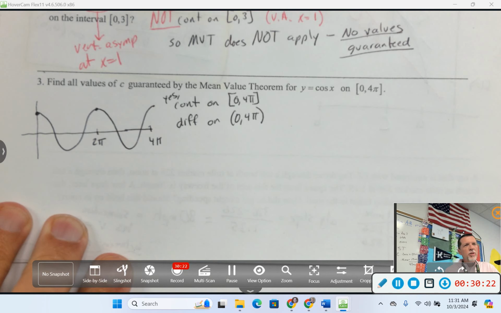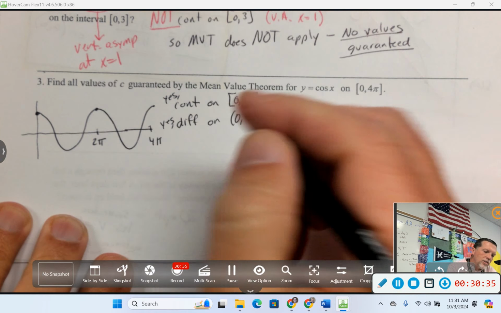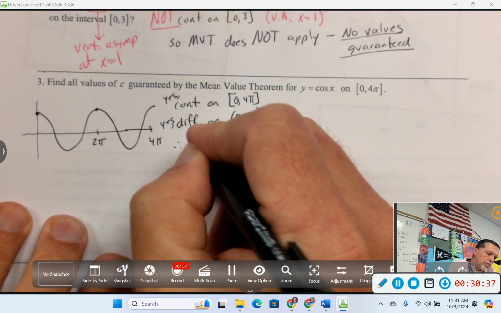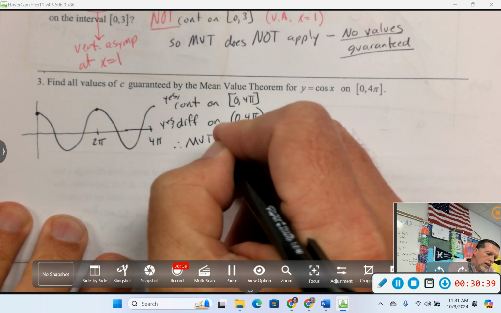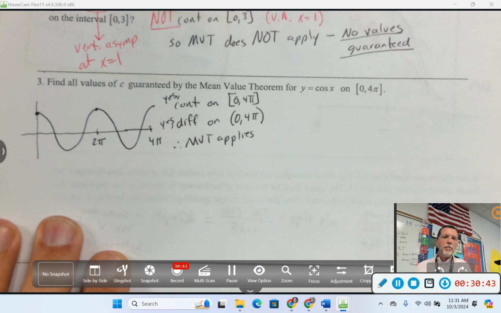How about differentiable? Is there anything that would make it not differentiable? I'm looking for a cusp, or a vertical tangent line, or a jump, or something weird. There's nothing weird going on. So yes, it's differentiable on 0 to 4 pi. Therefore, MVT applies.